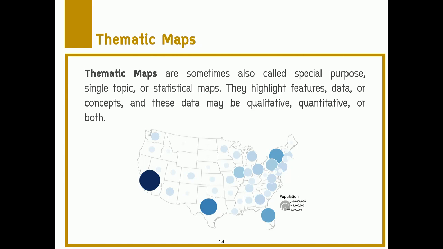so if we look at the thematic map, we can also call it special purpose. Special purpose means single topic. For example, you want to show the indoor layout. You want to show the harvesting for paddy field. You want to show the forest area. So this one we call the single topics or statistic map. Right? So the feature will be highlighted.